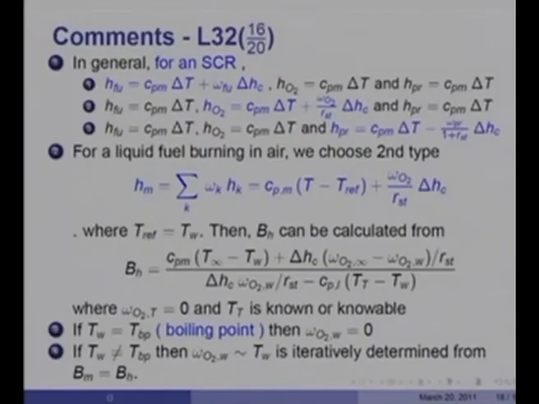But I can also associate del HC with oxygen, in which case HFU will be CPM delta T, HO2 will be CPM delta T plus omega O2 by RST del HC, and H product will be CPM delta T. And then again you have HFU, HO2, and I can now associate del HC with the product mass fraction. So, there are three ways in which you can do it.